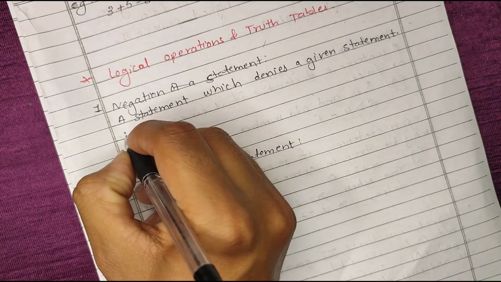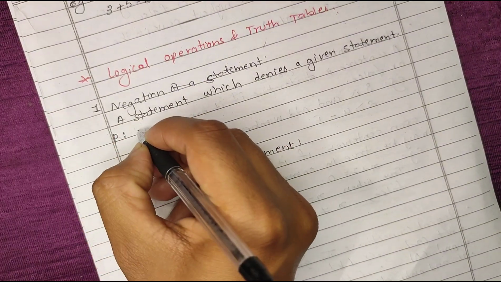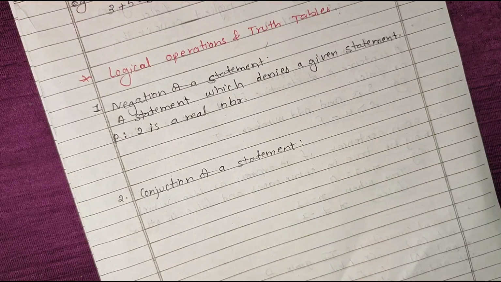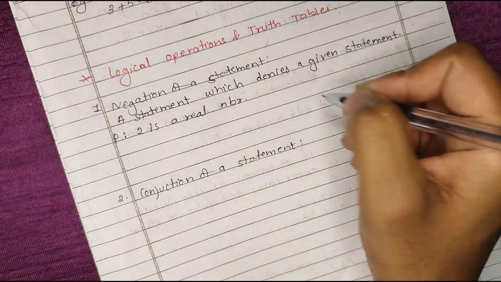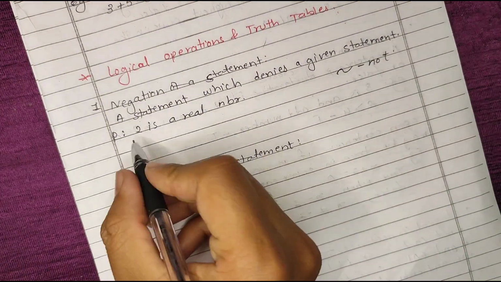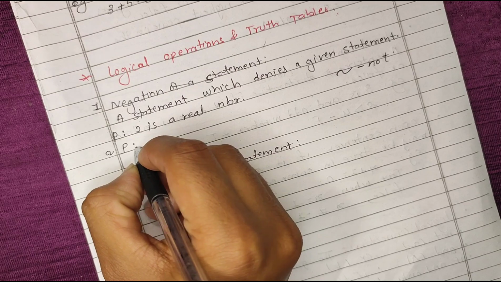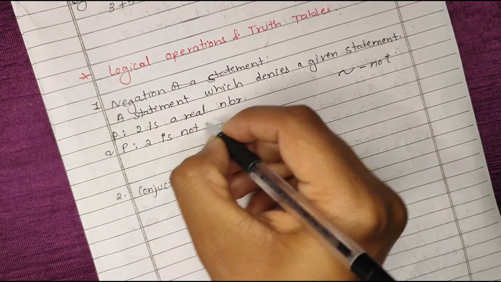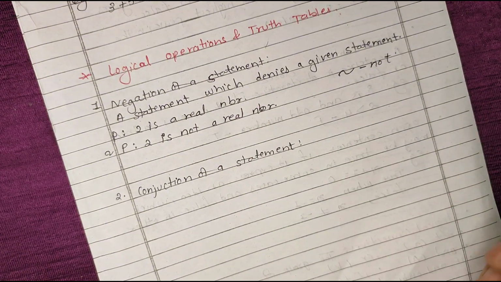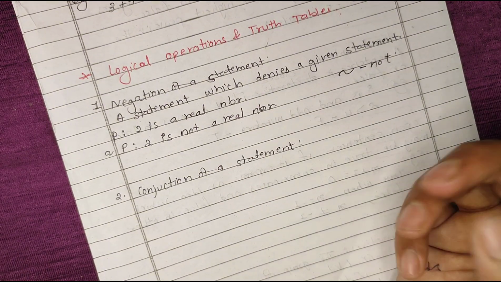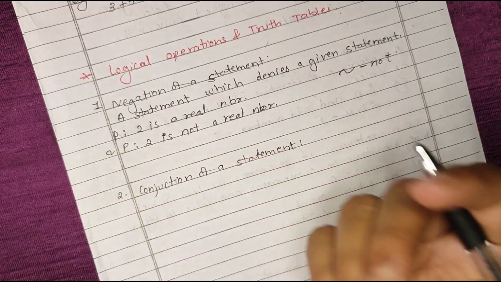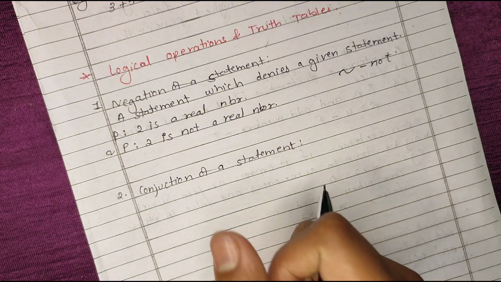Just like, if we introduce a statement as P, 2 is a real number, then its negation. Negation means not. We use this symbol for not, as I have told you earlier. If P is 2 is a real number, then negation of P is 2 is not a real number. Similarly, we can make another example: P says that Sagarmatha is the highest peak in the world. Negation of P is that Sagarmatha is not the highest peak in the world.